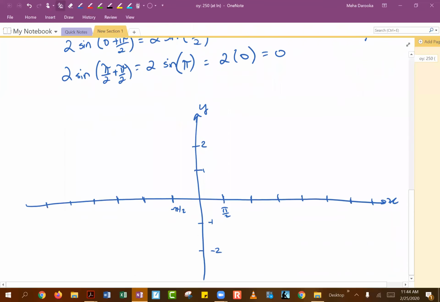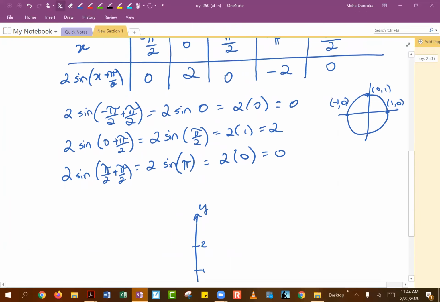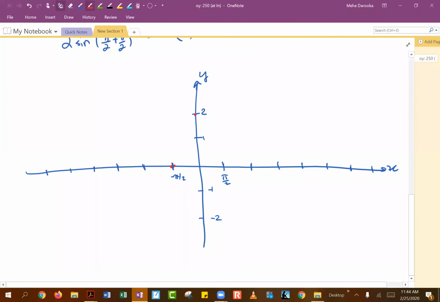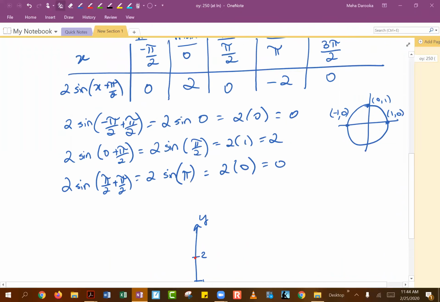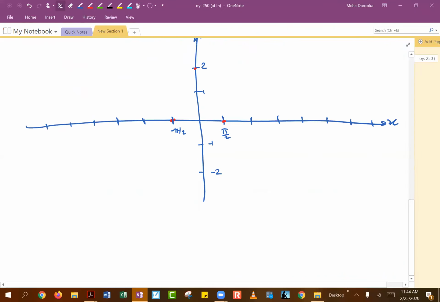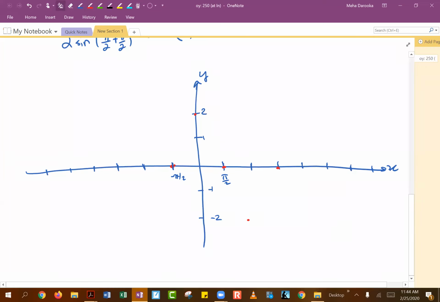At negative pi halves, we are at 0. At 0, we are at 2. And then at positive pi halves, we are back to a 0. Pi was negative 2. And then back to a 0, right? And this is our sine function that we're doing right now. So that's one period, right?